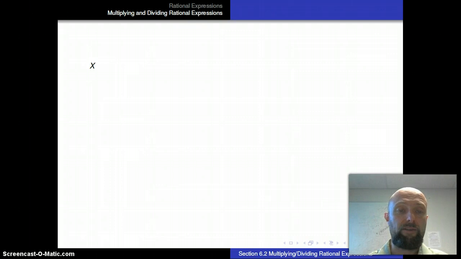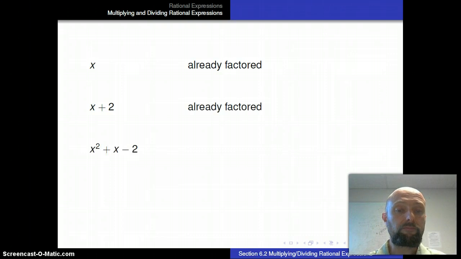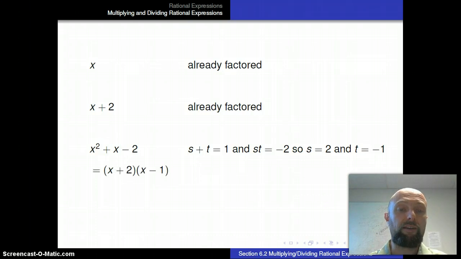X is already in factored form. X plus 2 is also already factored. For x squared plus x minus 2, our method says that we are looking for two numbers whose sum is 1 and whose product is negative 2. We see that those two numbers are 2 and negative 1. 2 plus negative 1 is 1, and 2 times negative 1 is negative 2. So we can immediately factor as x plus 2 times x minus 1.